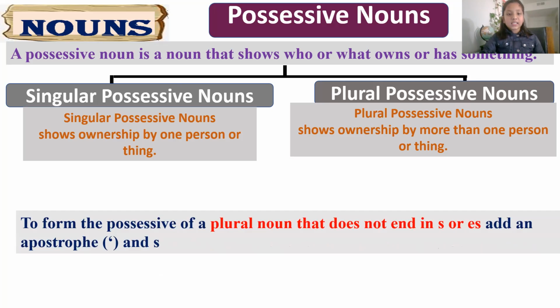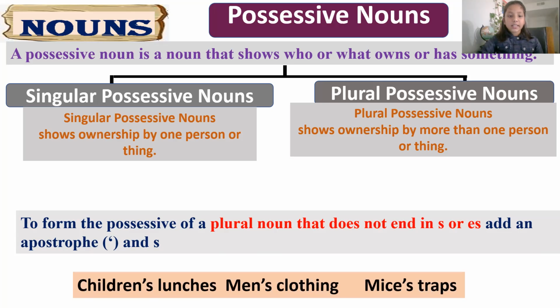To form the possessive of a plural noun that does not end in S or ES, add an apostrophe and an S again. Like children's lunches. Well, we went through this. Even though children is plural, it does not end with an S or ES. So we still add an apostrophe S. Men's, there's more than one man. So even though it doesn't have an S, we still add an apostrophe S. And same with mice's traps.